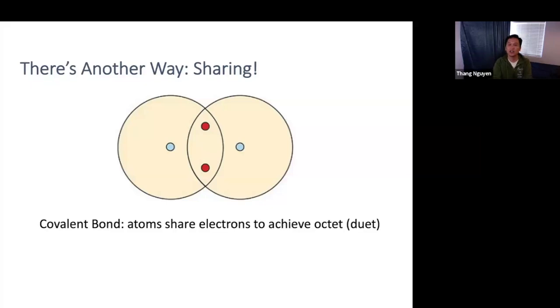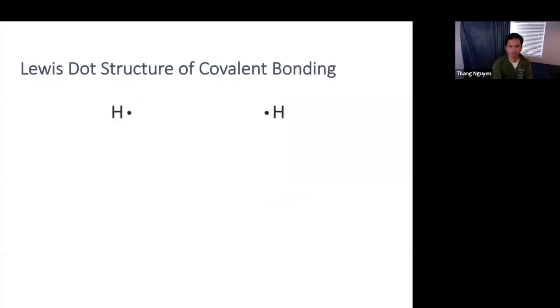Okay, so we call that the covalent bond. Electrons are shared between 2 atoms to achieve the octet or the duet rule. We can symbolize that with a Lewis dot structure.